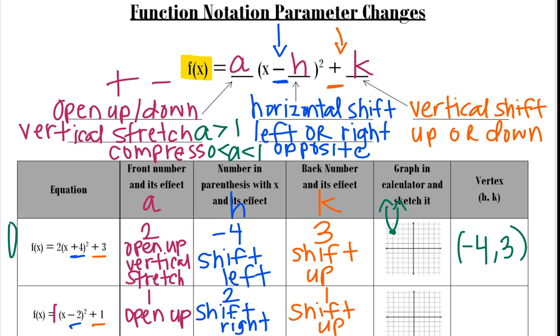Next, I'm going to sketch this parabola. So I know I have to shift to the right 2. I have to shift up 1, and that is my vertex. So my vertex is my h and my k, so it's 2, 1. It is going to open up, and it's not going to stretch or compress, so it's just going to look like a regular parent function parabola, except we change the vertex.